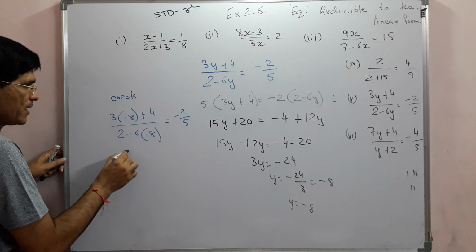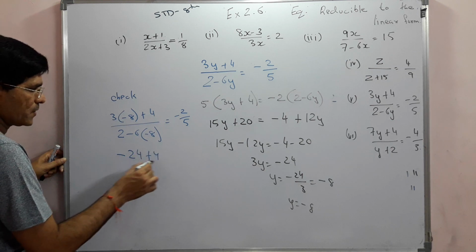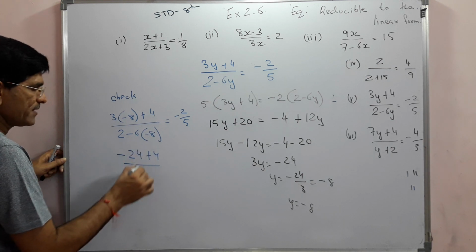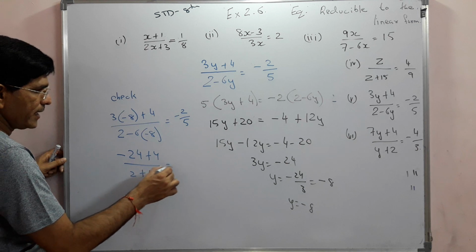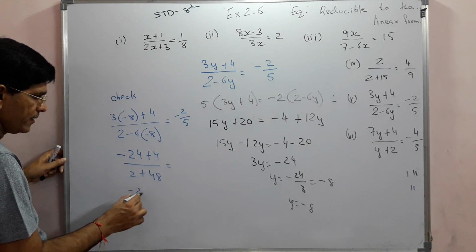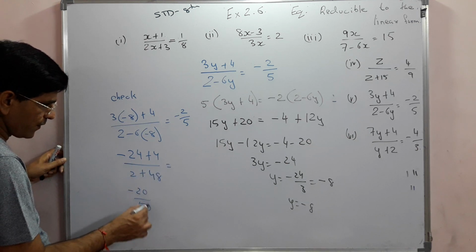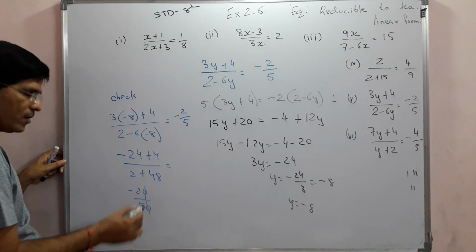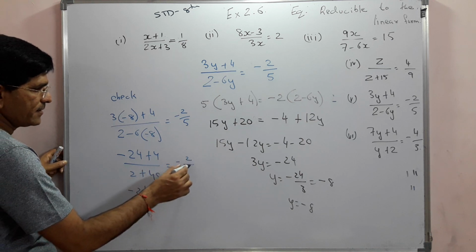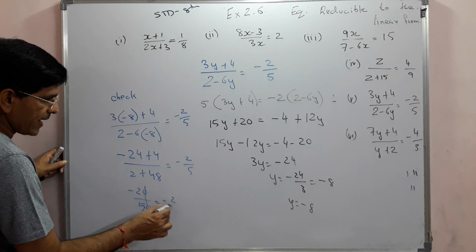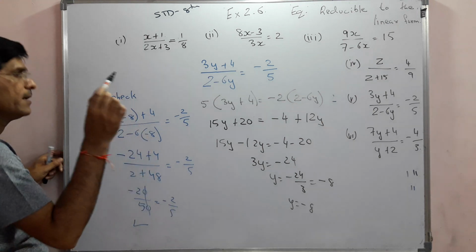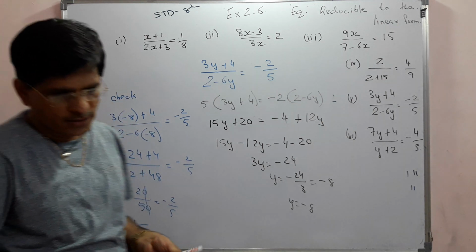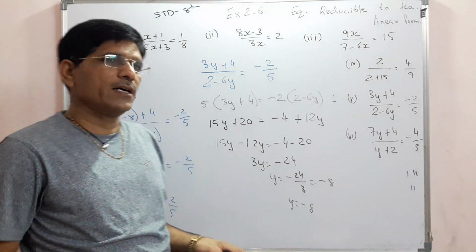So 3 times 8 is 24, minus 24 plus 4 again, 6 times 8 is 48, plus 48. So minus 20 upon 50. Now this 0 and 0 cut. So left hand side is equal to right hand side. So our answer is correct. It is called checking. It is also very easy.